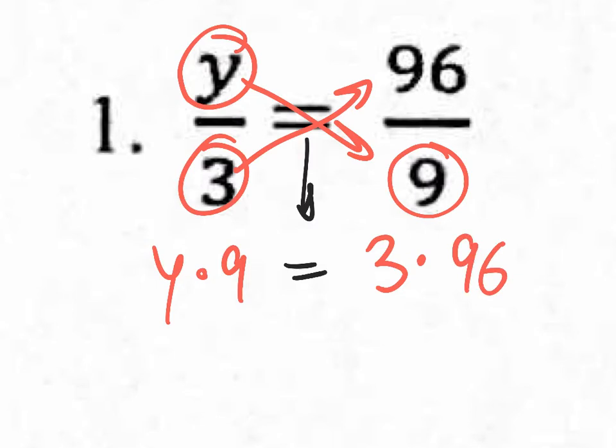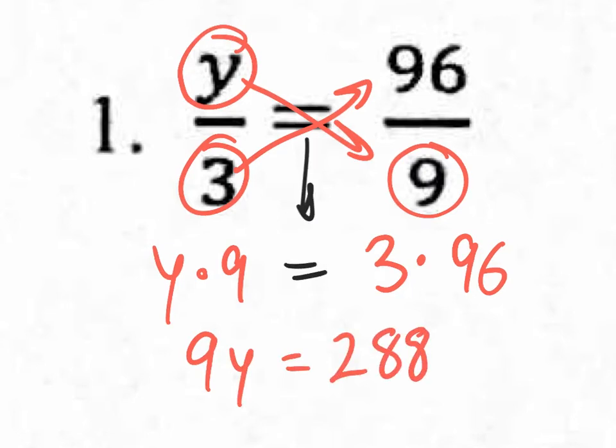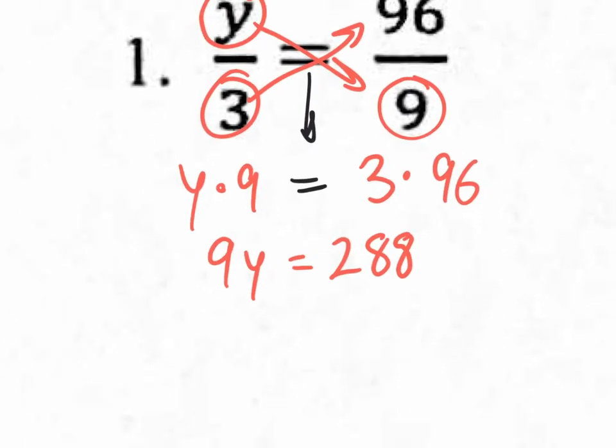So y times 9 is 9y, and 3 times 96? 288. Thank you very much. So here's your new equation. No fractions involved. It's nice and beautiful. All you got to do is get rid of this multiplication of 9 by dividing by 9. Y equals 32. Thank you very much.